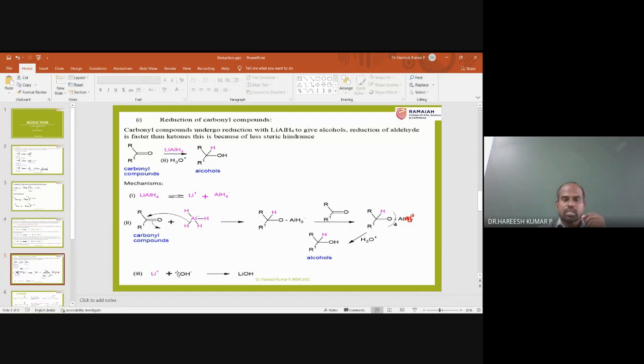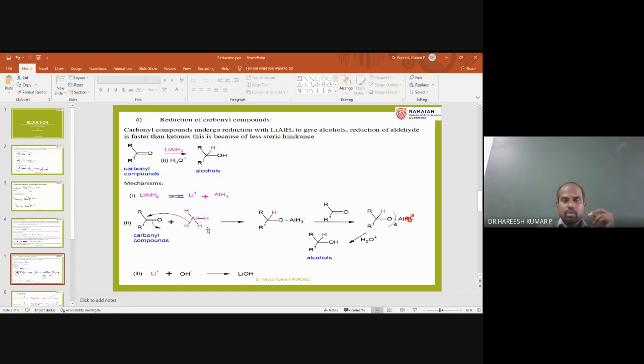So of course this is the third step. The lithium can react with hydroxy and form lithium hydroxide. Aluminum can react with hydroxy and form aluminum hydroxide. So these are the byproducts, and the alcohol is the product. This is about the general mechanism of how a carbonyl compound is converted into alcohol.